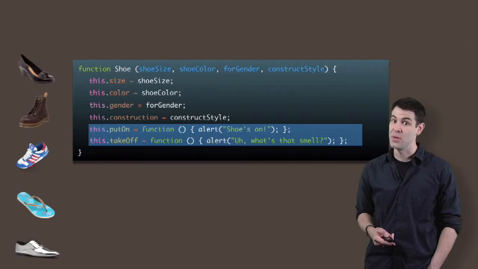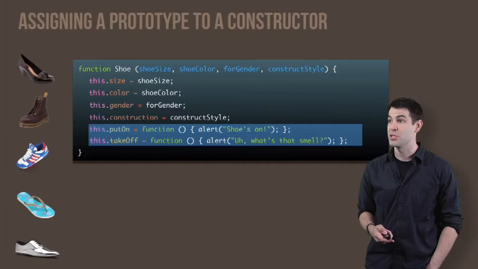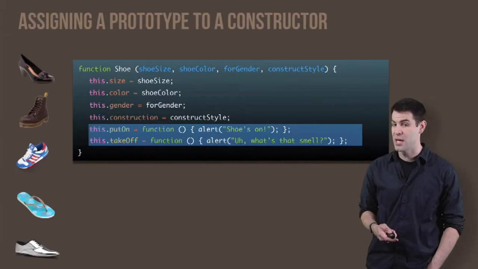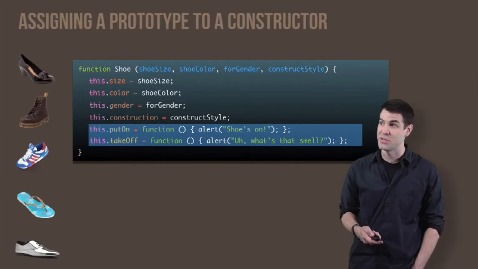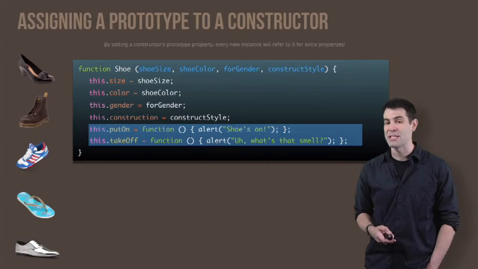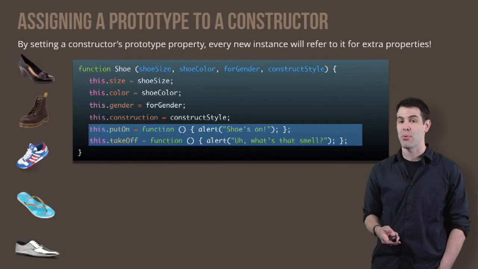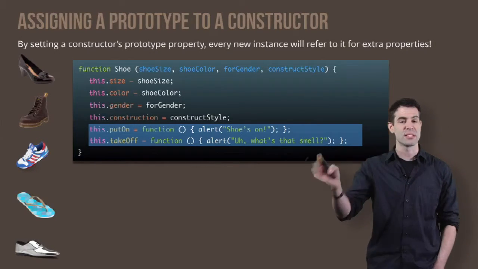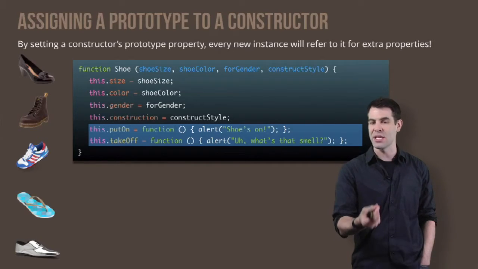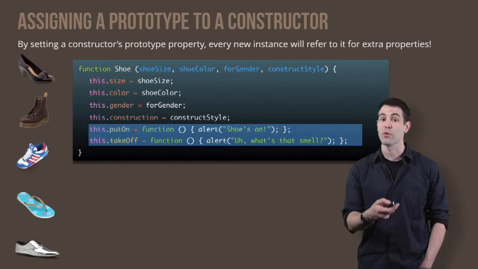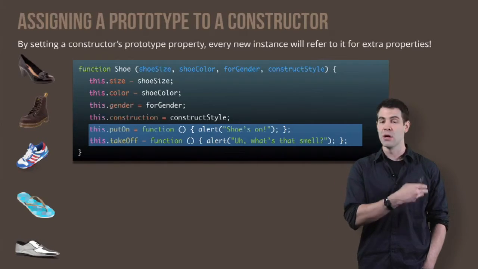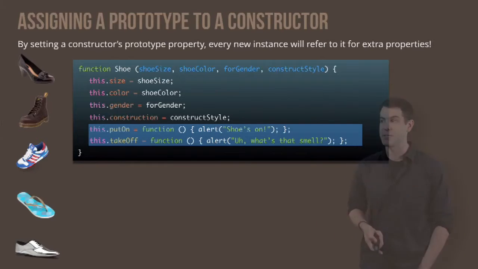First thing we need to do is assign a prototype to a constructor. That's right, a constructor is not a prototype, right? A constructor is just a function, and a constructor has a prototype. So by setting a constructor's prototype property, every new instance that we ever make, every time we instantiate an object, will refer to that new prototype we've made for all these cool extra properties.